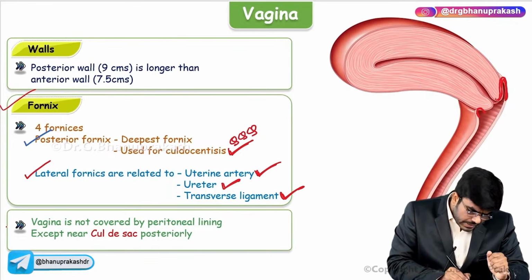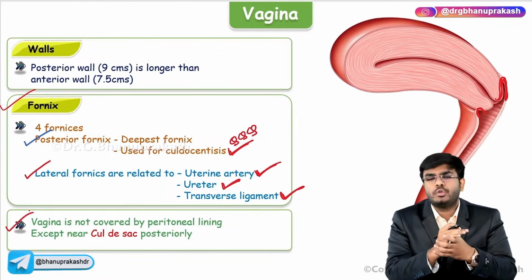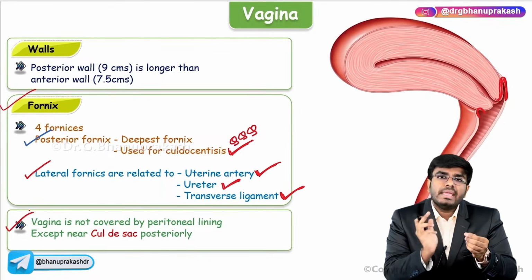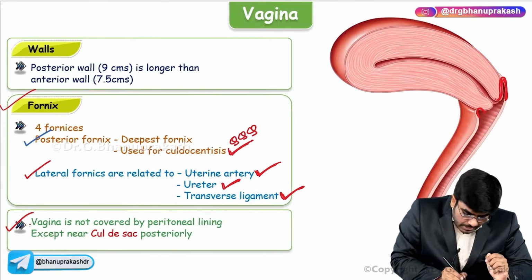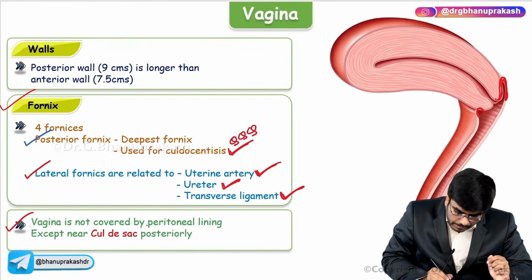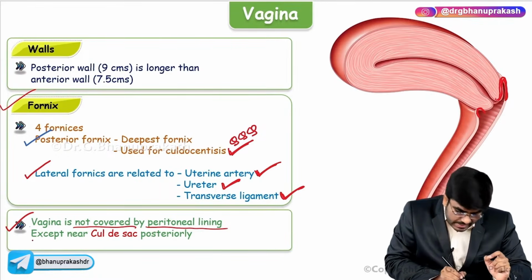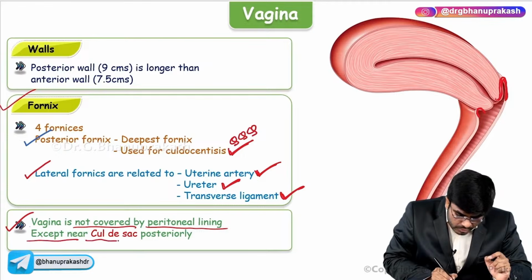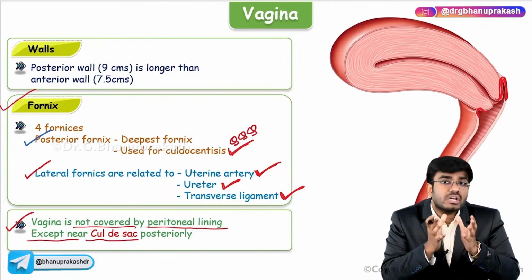Now, guys, what about the peritoneal covering of the vagina? This fibromuscular tube, is it covered by any peritoneal or serosal lining? No, the answer is no. The vagina is not covered by peritoneal lining. But what is the exception? The exception is near the cul-de-sac. So what exactly is this cul-de-sac? It is also known as the pouch of Douglas.